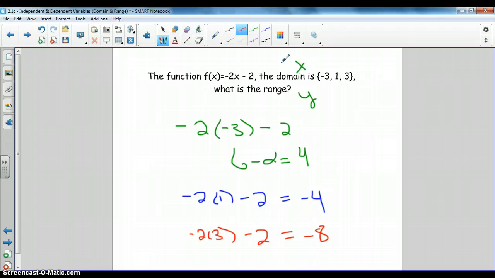Okay, so really just understand that domain means x, range means y. Independent is what you're putting in, your input, your x value, and dependent is your output, what you're getting out, dependent upon that independent variable. Hope this helps and was a good lesson for you.